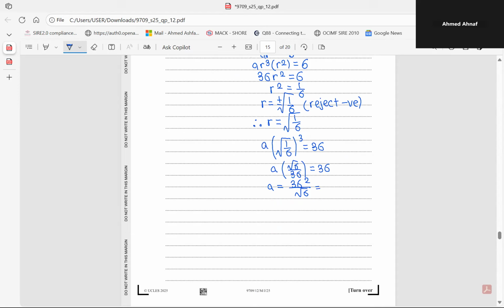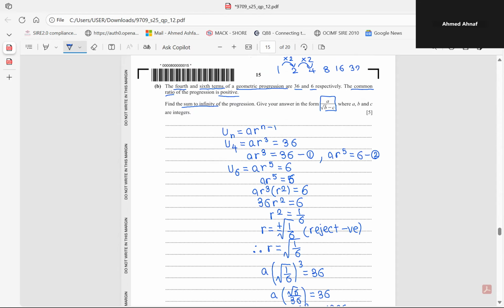So this would give us 6 squared, 1296 divided by 6. That's 216 square root 6. So this is our first term a.